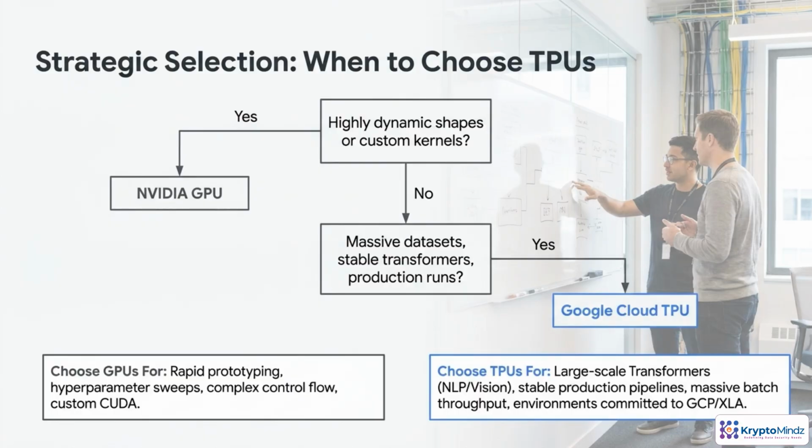You can think of this as a decision tree. If your model has highly dynamic shapes, lots of custom ops, or complicated control flow, GPUs are usually the better fit. CUDA, PyTorch, and TensorFlow are more forgiving and great for rapid prototyping or experimental research. When your workload shifts to massive, fairly stable transformer models and huge batch sizes, TPUs start to shine. They reward cleaner, more static graphs and are ideal for long-running, cost-sensitive production training on Google Cloud.